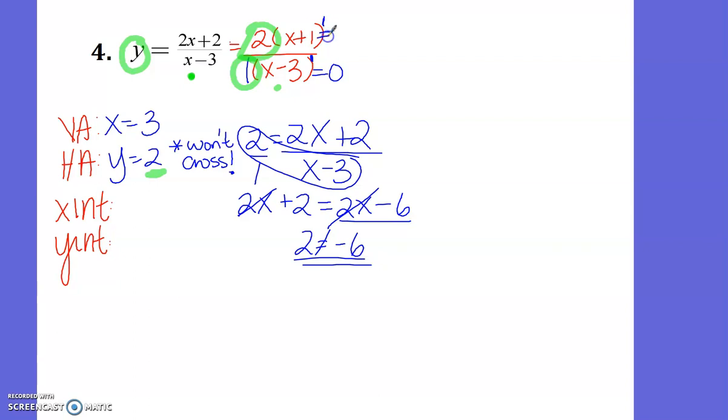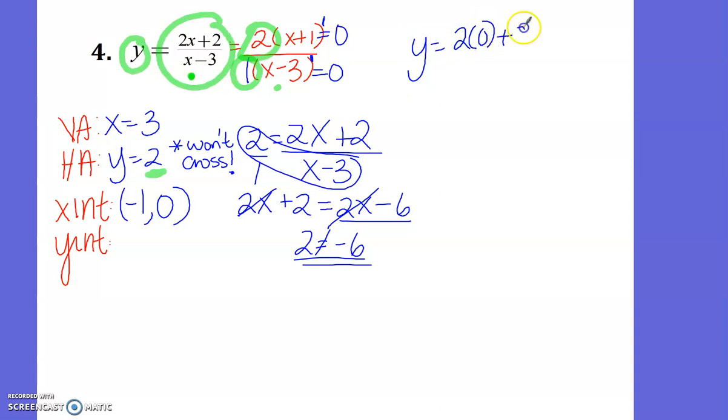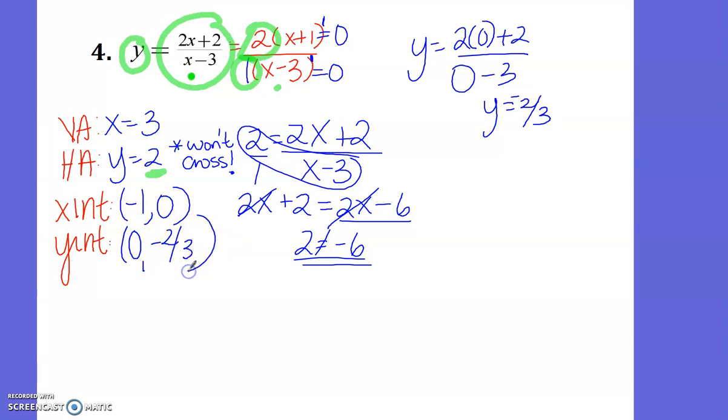The x-intercepts, if I set this equal to 0, I get x equals -1. I write it as an ordered pair. I'm going to use this equation for my y-intercepts. So I'm setting x equal to 0, and I end up getting y equals -2/3. Okay, there's all our important information.